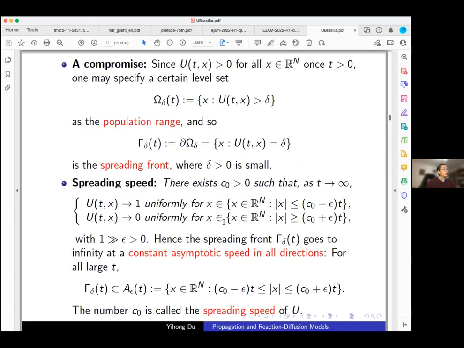And they proved rigorously this result. So inside a ball of radius roughly c0 times t, with an arbitrarily small number epsilon, inside of this ball, the solution is close to 1 for large time. Outside of that ball, the solution is close to 0. And this ball, we say, has a radius that changes with time, like linearly.